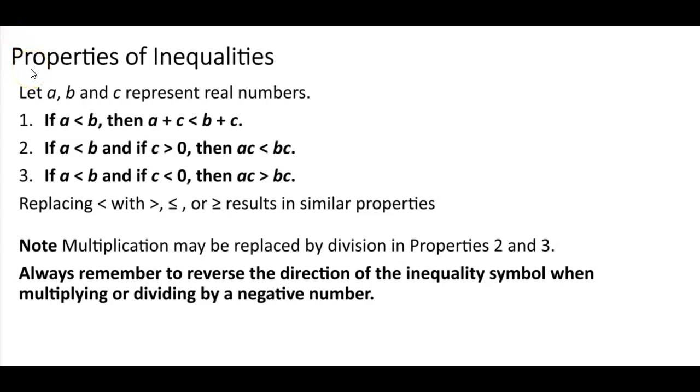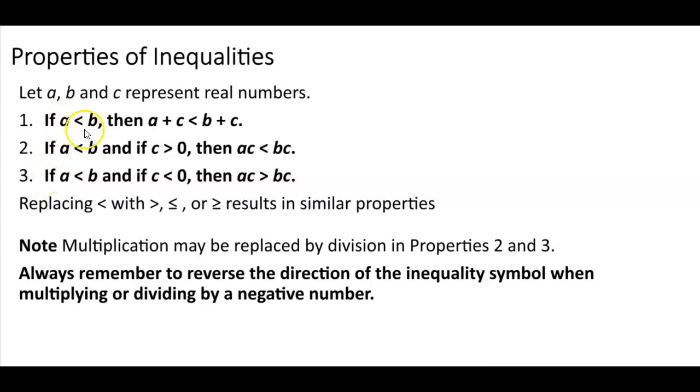Section 1.7 Inequalities. In Section 1.7, we will be discussing linear inequalities, three-part inequalities, quadratic inequalities, and rational inequalities. First thing is, we want to be sure that we can understand properties of inequalities. So if we let A, B, and C represent real numbers, we would use the following three properties.